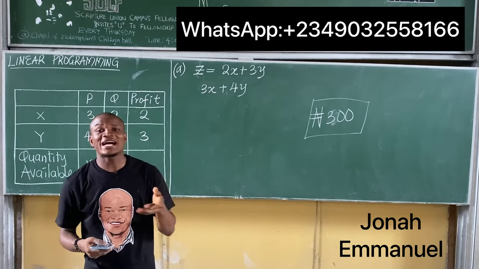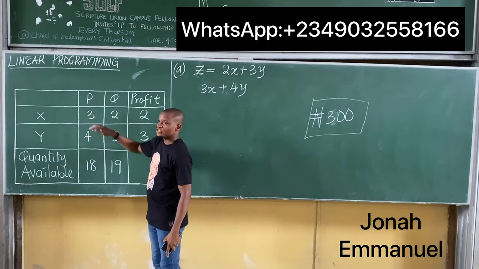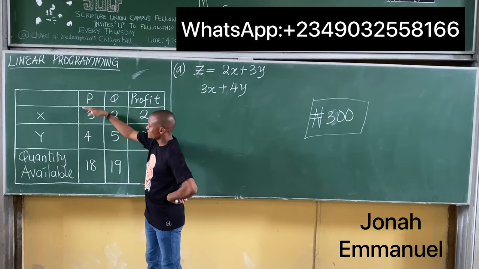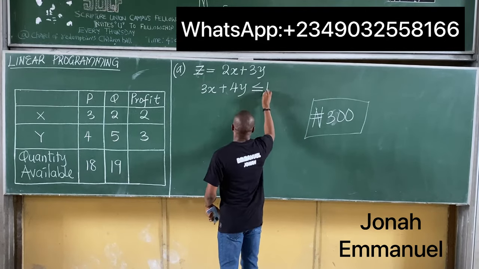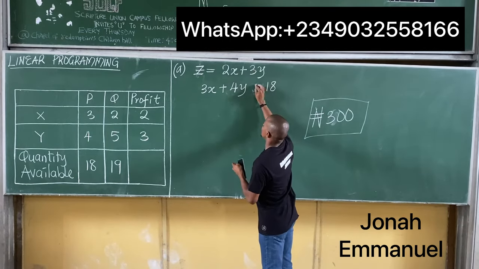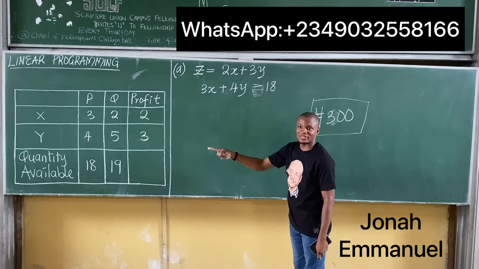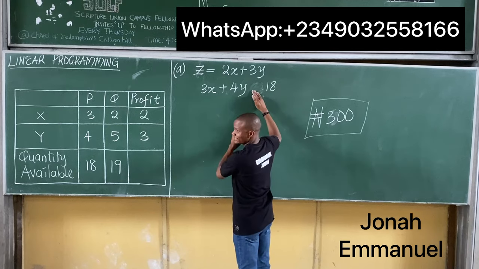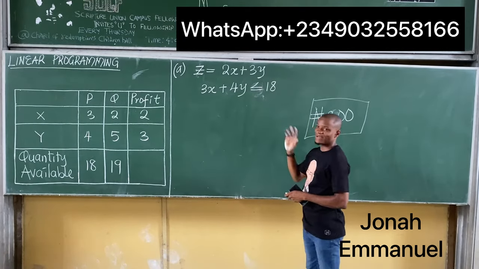Whether I choose to buy more shirts than trousers, or more trousers than shirts, one thing is constant. You can't spend more than what? 300 that was given. In the same case, the quantity of P given is 18. So if I'm having 3x plus 4y, I can't spend more than 18. So it has to be less than or equal to 18. Please understand why it's less than. Because if it becomes greater than 18, it means I am spending more than the available quantity, which is not possible. So it becomes less than or equal to 18. That's my first inequality.